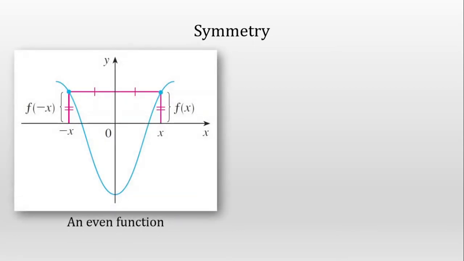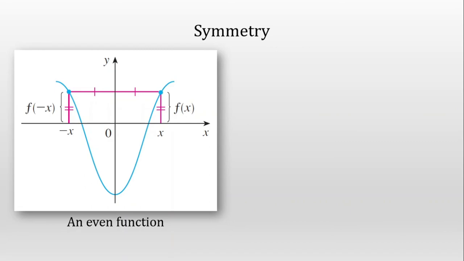Symmetry. If a function f satisfies f(-x) = f(x) for every number x in its domain, then f is called an even function. For instance, the function f(x) = x² is even because f(-x) = (-x)² = x², which is f(x). The geometric significance of an even function is that its graph is symmetric with respect to the y-axis. This means that if we have plotted the graph of f for x greater than or equal to 0, we obtain the entire graph simply by reflecting this portion about the y-axis.